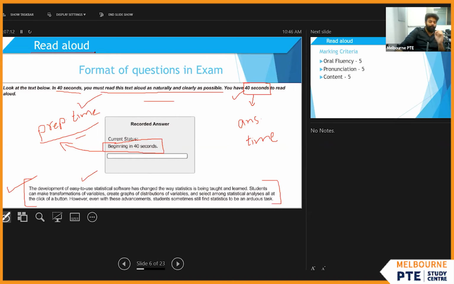That's the thing. Okay, now in here, one thing very important to remember, as I just pointed out, when it is saying beginning in 40 seconds, this is representing my preparation time. When this time is over and the answering time is about to start, you will hear the sound of a beep in your headset. Okay, I'll repeat it again. When this preparation time is over and answering time is about to start, you will hear the sound of a beep in your headset.